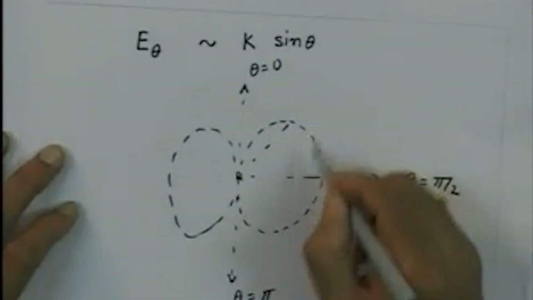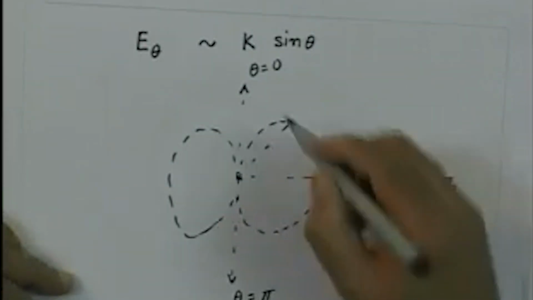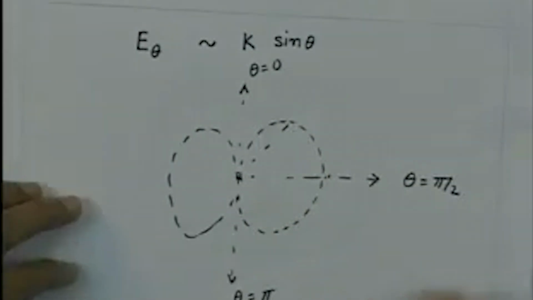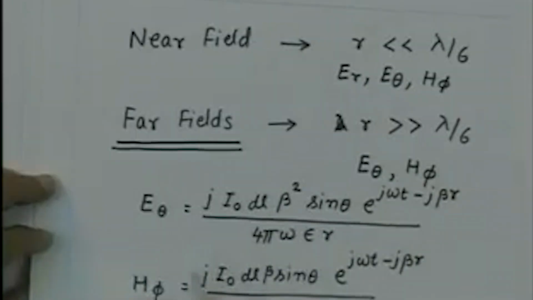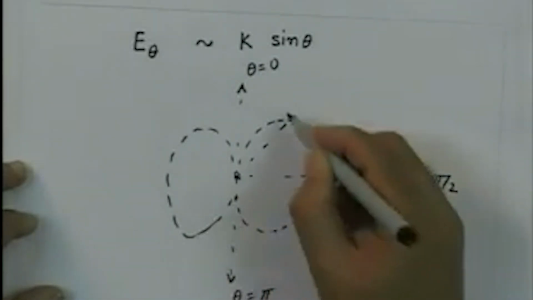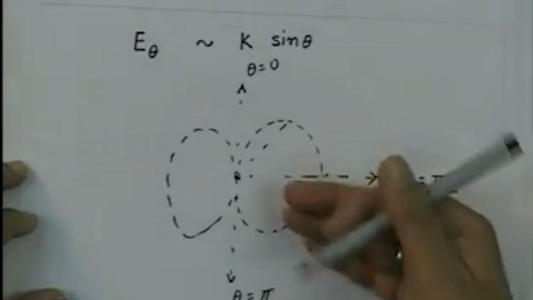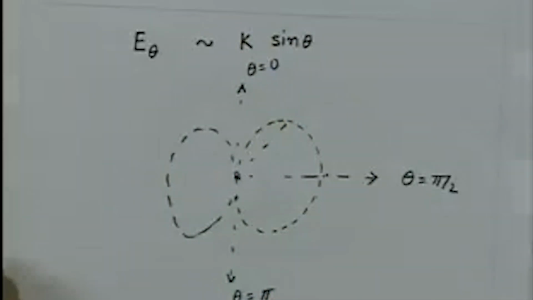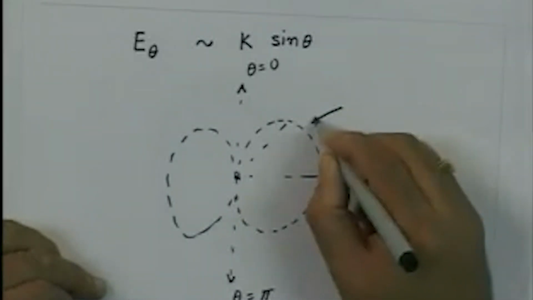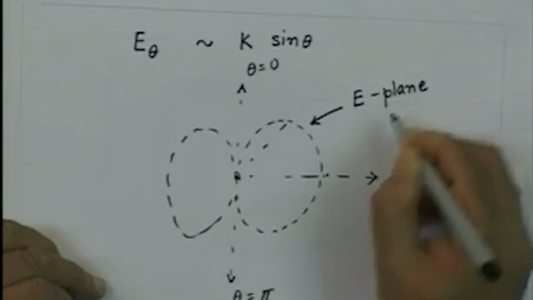That is the reason I call this radiation pattern the E plane radiation pattern, because the electric field is going to lie in this theta plane. The electric field has only one component, which is the theta component. So this is the plane of the paper in which the electric field vector is lying. The electric field vector, as we saw, is essentially in the direction theta, so it lies in this vertical plane. So we call this radiation pattern the E plane radiation pattern.